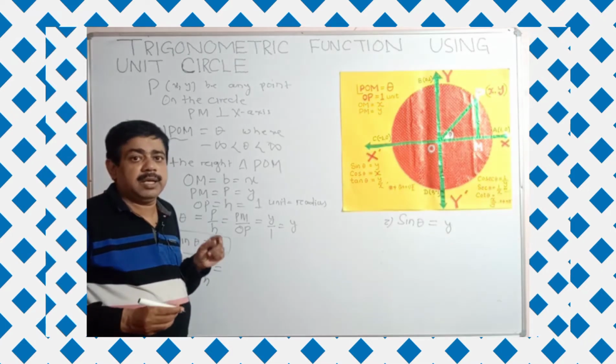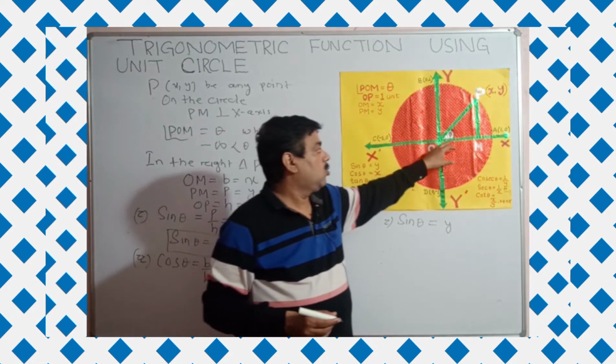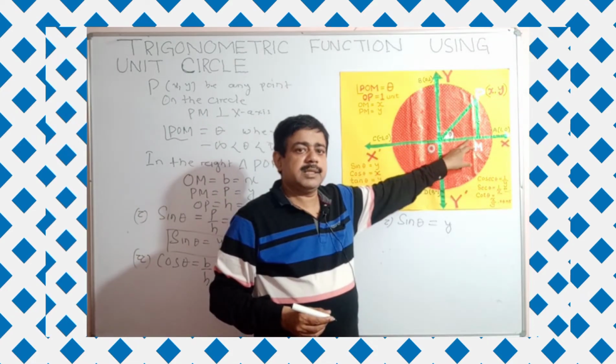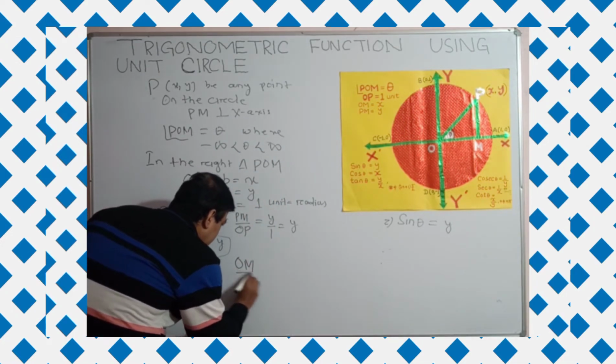Adjacent side to the acute angle and the hypotenuse. So here the base of the right angle triangle is what? OM is the base of the right angle triangle. Yes. OM is the base of the right angle triangle. And hypotenuse is what? OP.